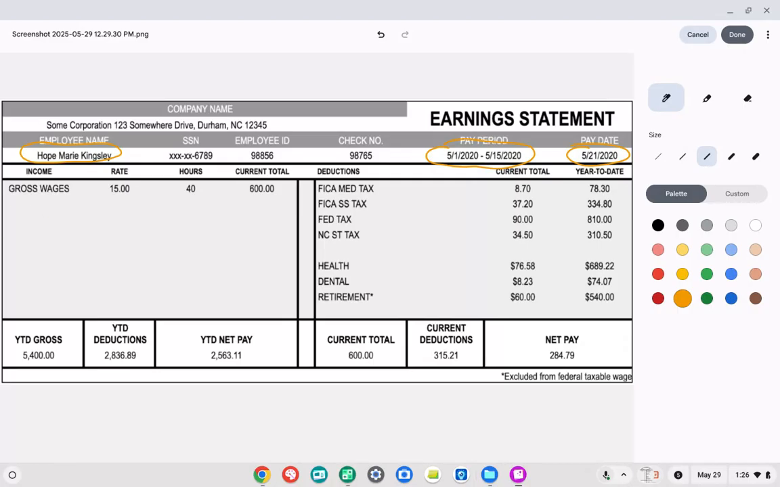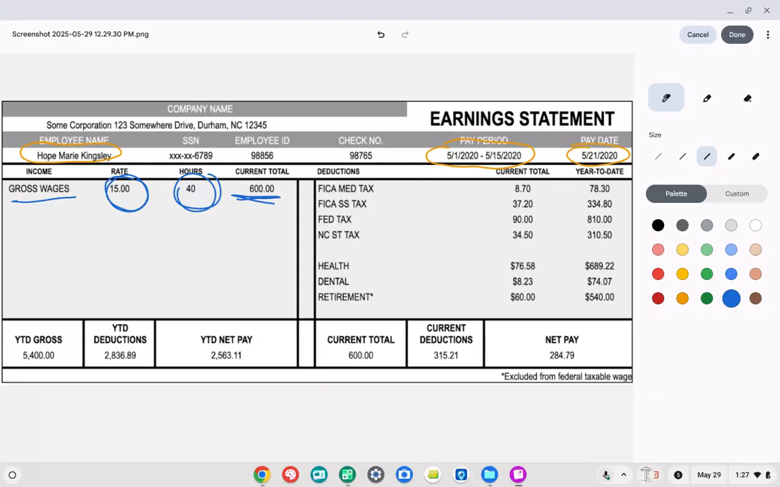Her gross wages is the total amount that she earns before she takes any deductions or pays any taxes. So it looks like her hourly rate is $15 an hour, and during this 2-week pay period, she has worked for a total of 40 hours, which means that her total gross wages is $600. That is how much money she has earned before any deductions.